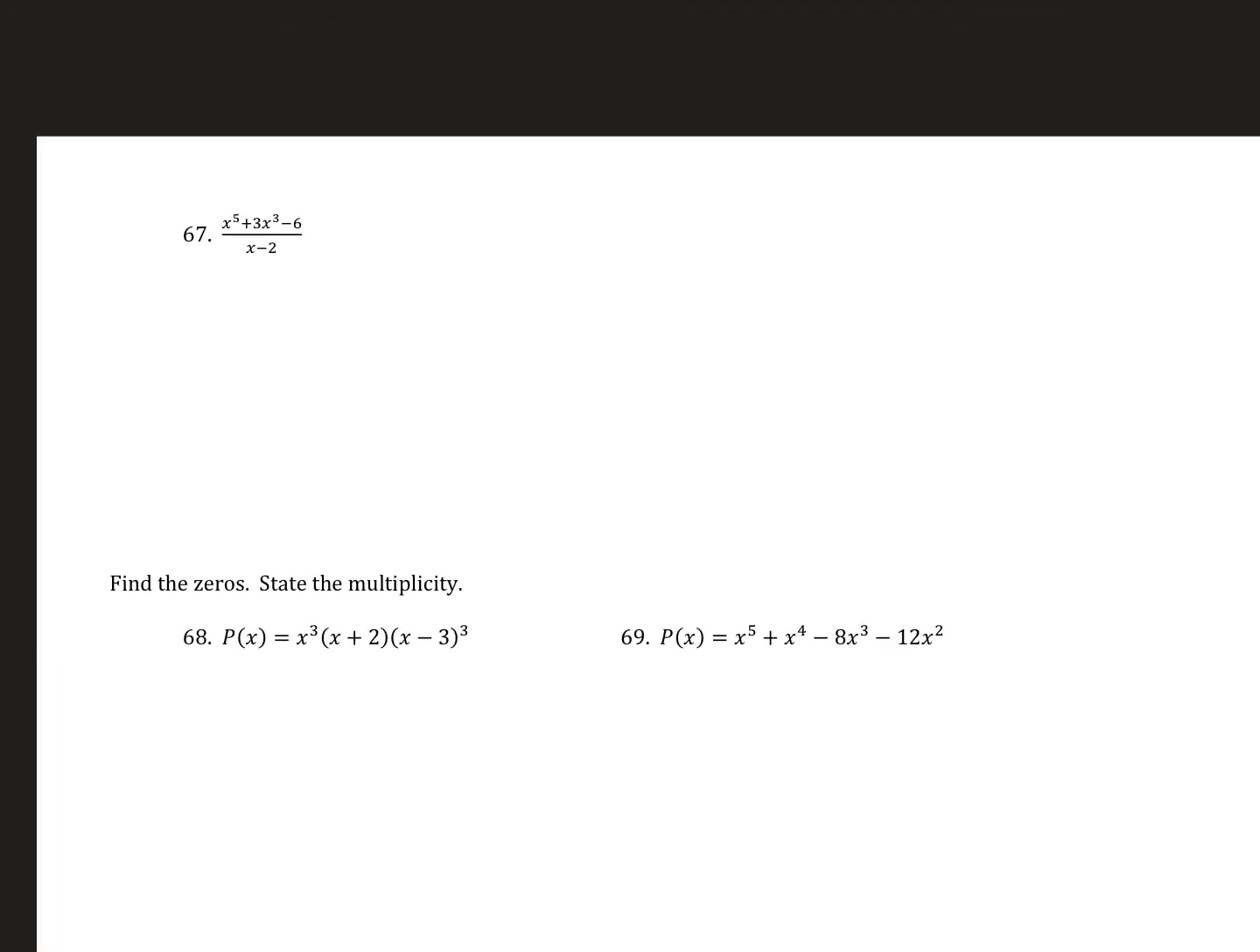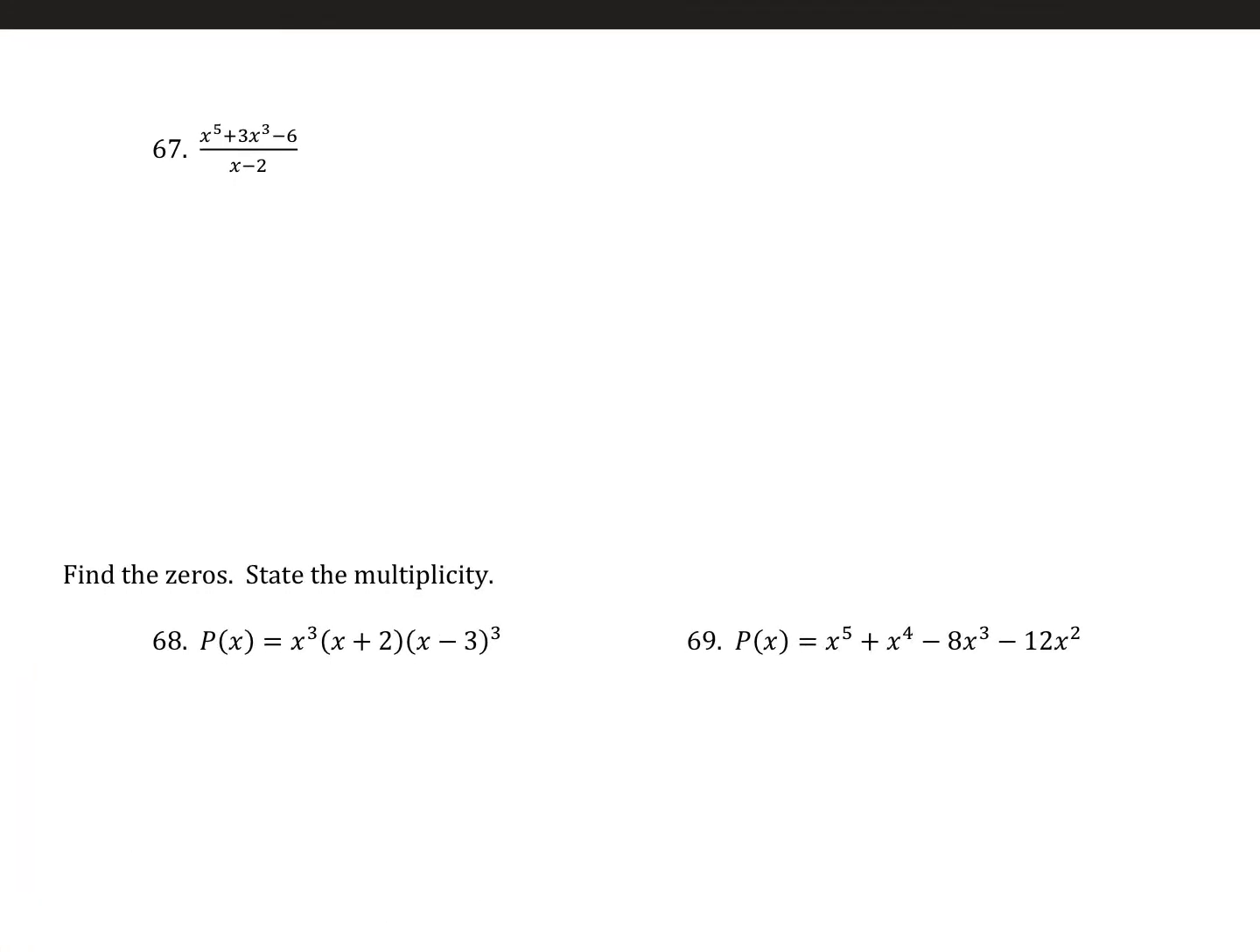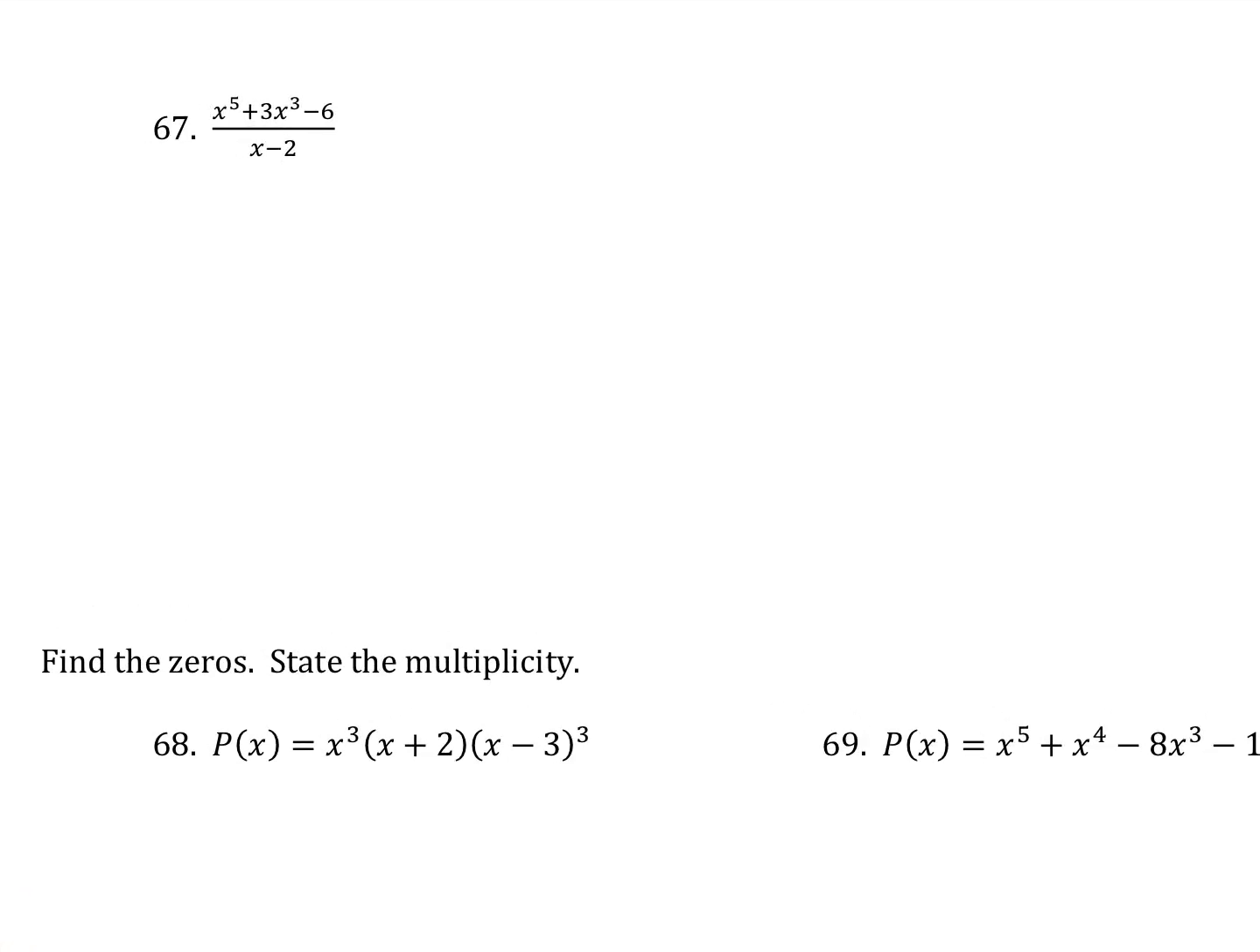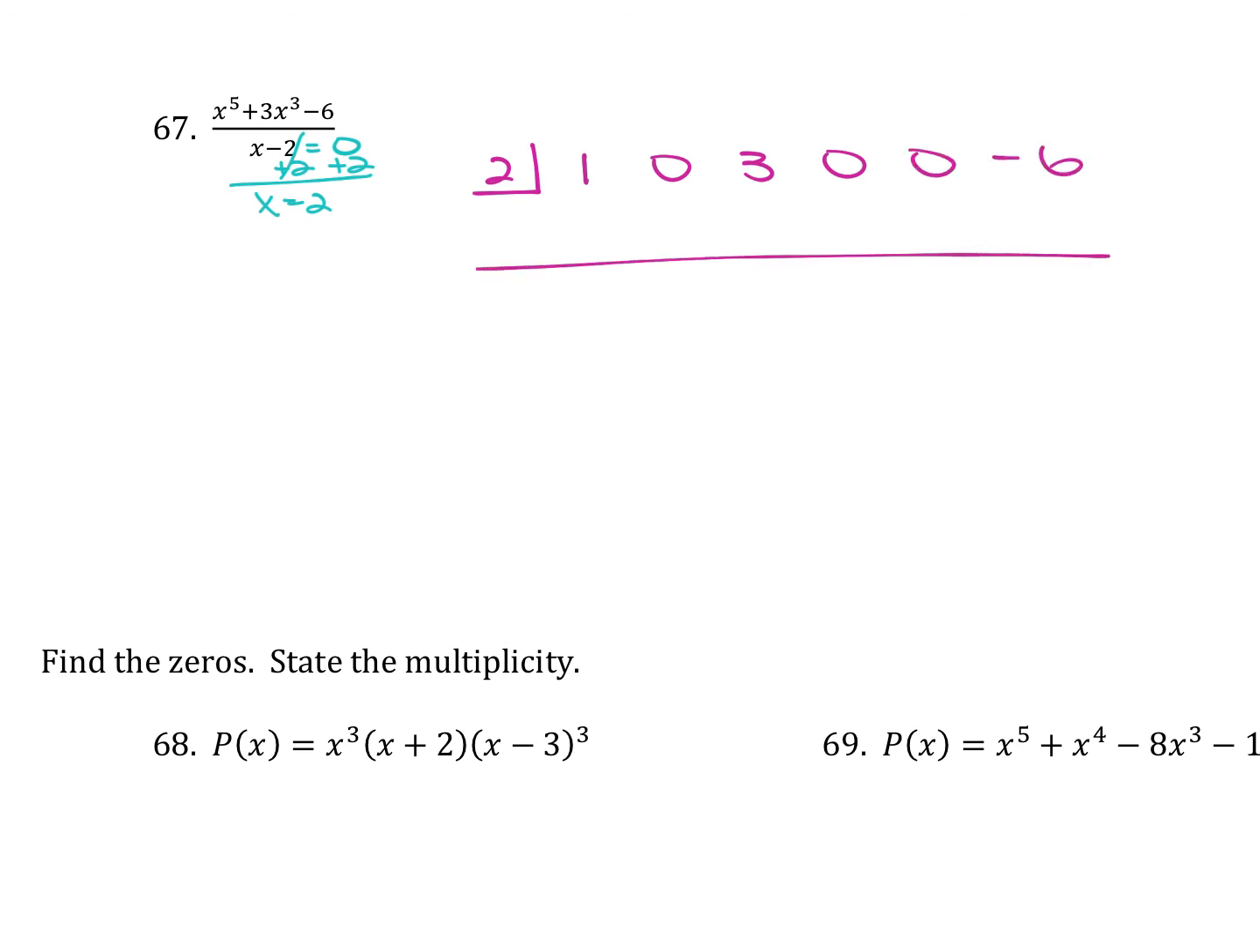For 67, you have x to the 5th power plus 3x cubed minus 6 all over x minus 2. So that x minus 2, set that equal to 0. Move your 2 over, add it to both sides. You have that x is equal to 2. So your 2 goes in your box. On the right of that, you're going to have 1, 0, 3, 0, 0, negative 6. You're missing your x to the 4th power, your x squared, and your x.